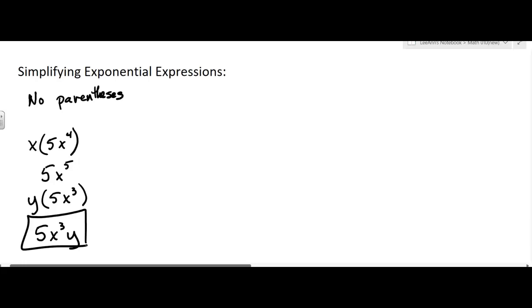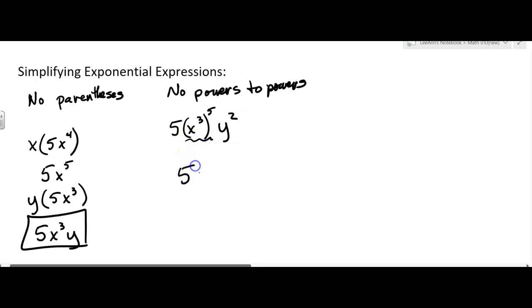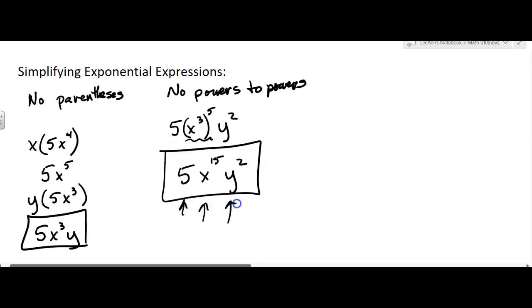Okay? All right. We're not going to have any powers to powers. No powers to powers. Those could be simplified. So if you get down to your answer and you have something like 5x cubed to the 5th y squared, well, the 5 is okay, but that x can be simplified. So it's going to be 5x to the 15th y squared. So you kind of want to check your final answer to make sure it's fitting this form. Notice both of them, coefficient in front, bases are separate with their own exponents.